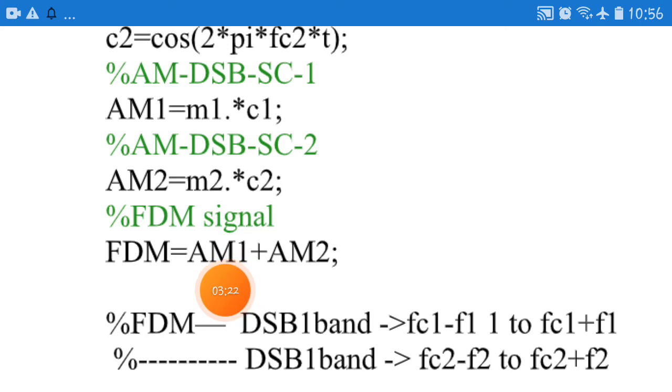So both are combined. FDM signal means both are combined, AM1 plus AM2. So that generates the FDM signal. So FDM contains two signals, DSBSC1 and DSBSC2. So why is it DSBSC? In case of DSBSC, the message signal is multiplied with the carrier signal. So that is nothing but DSBSC, double sideband suppressed carrier. Okay, this is DSBSC1, this is DSBSC2. So two signals are added and stored in the FDM variable. So the FDM variable contains the FDM signal.